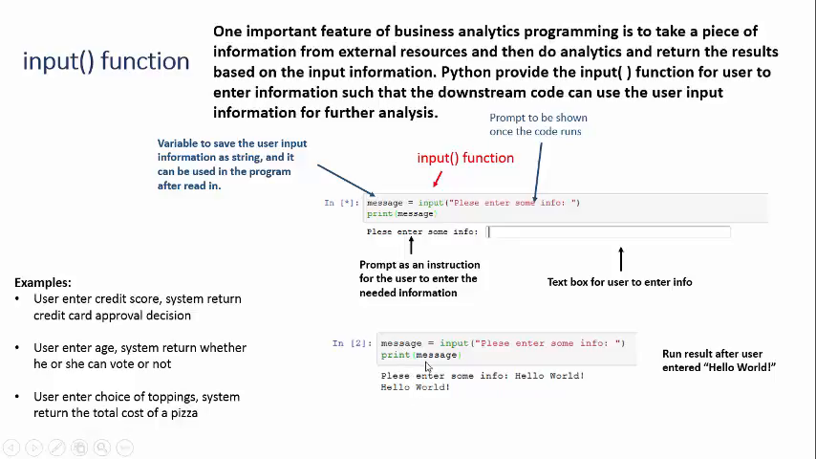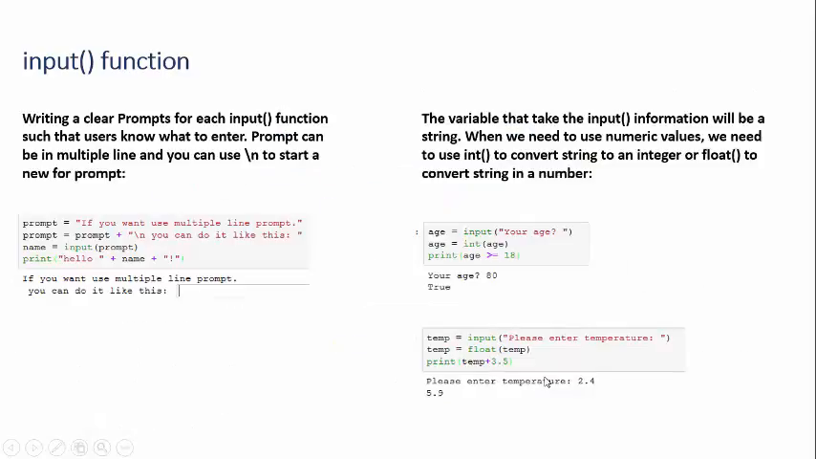Now we can use the message for the downstream analysis. In this particular case, we just want to print out what the user just entered. You can see that it prints out what the user just input right here. In the input function, a clear prompt is very important. It will tell the user what kind of information the program or the code is expecting.